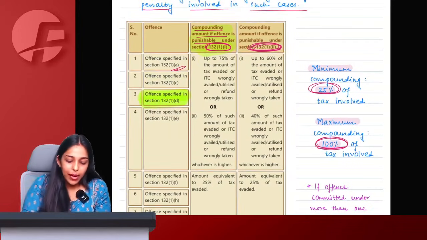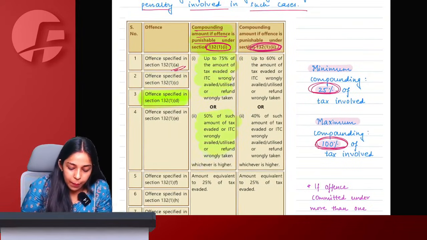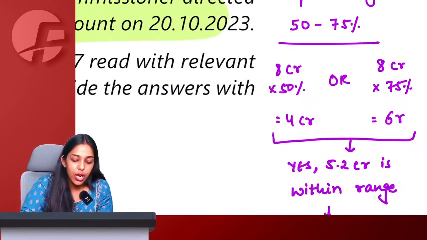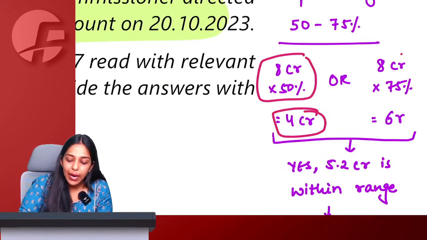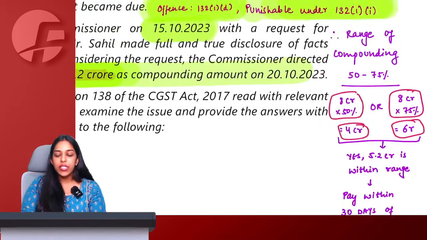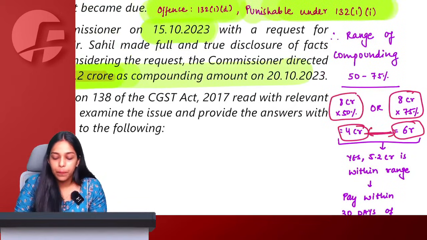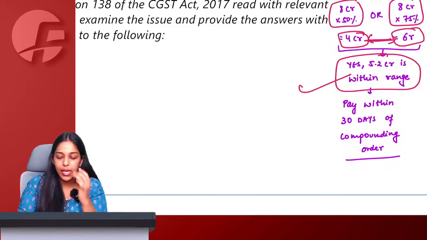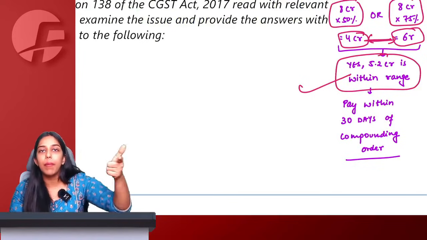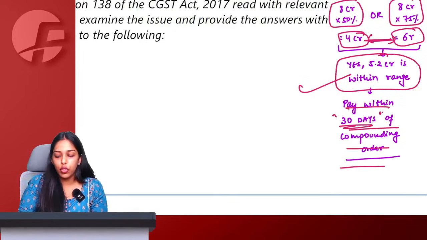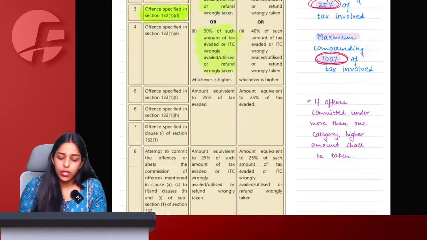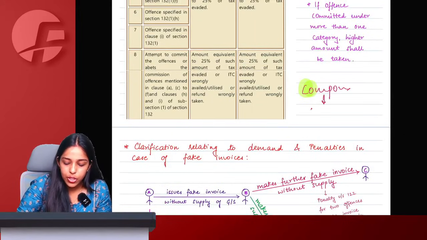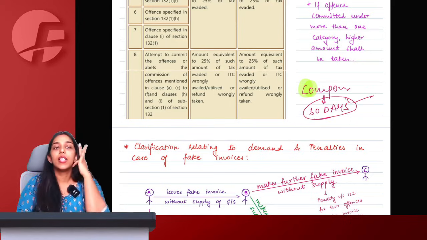Then maximum compounding can be 75% and minimum compounding will have to be 50%. The amount of tax involved is 8 crores here. So 8 crore into 50% comes to 4 crore and 8 crore into 75% comes to 6 crore. So the officer can ask any amount between 4 to 6 crore for compounding, and the officer is asking for 5.2 crore, which means yes, it is within the range. The day on which the compounding order is issued, within 30 days from there you will have to pay the compounding amount. Mention this in your notes; I have not mentioned it.